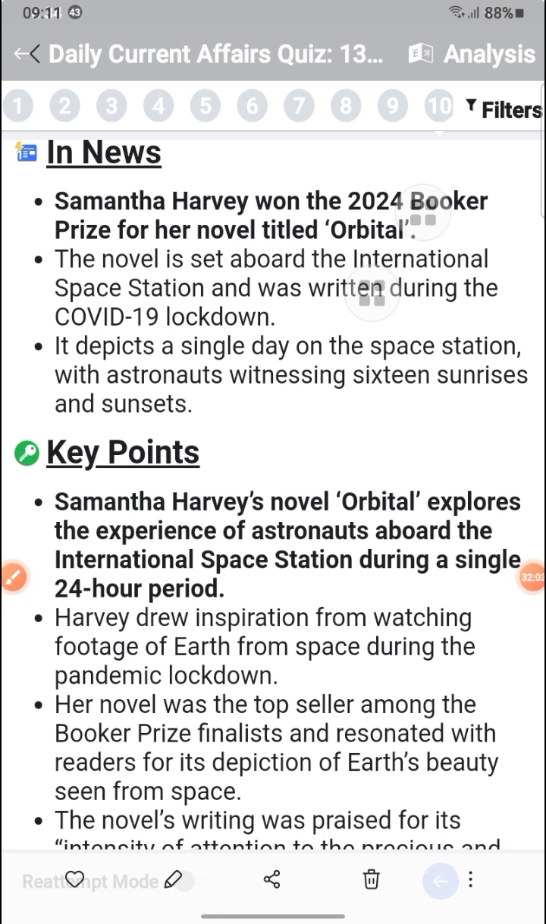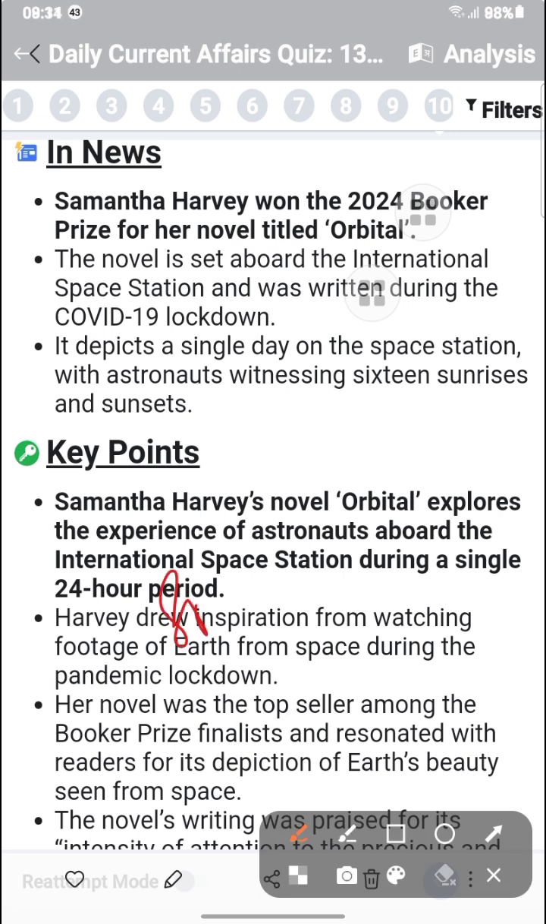The novel is set aboard the International Space Station and depicts a single day on the space station, and that was for a space-related journey.